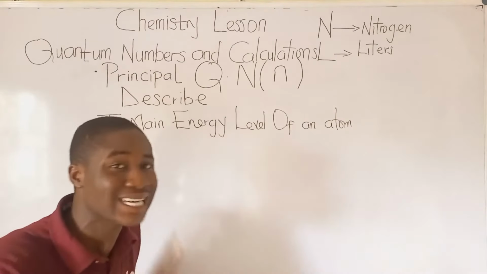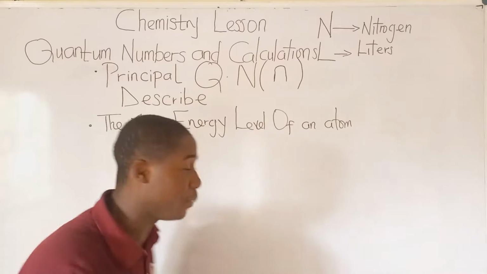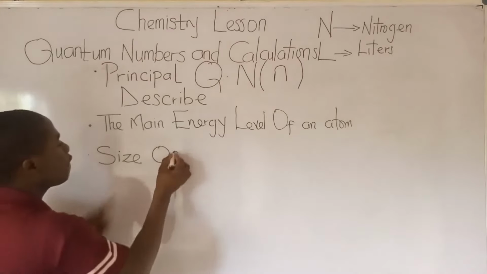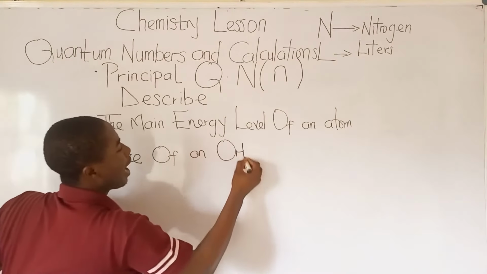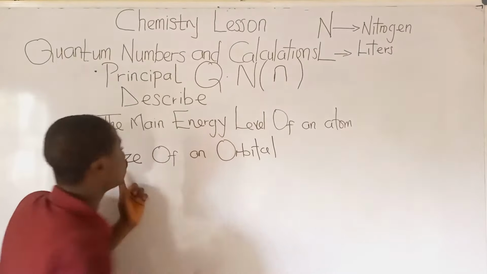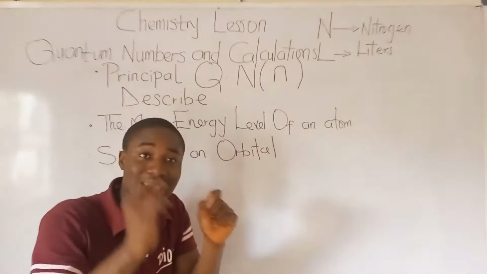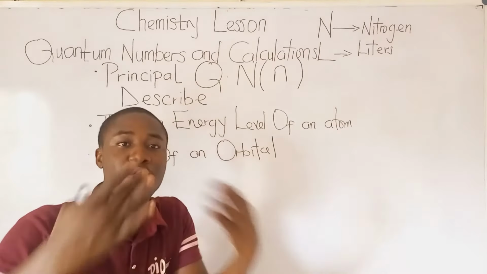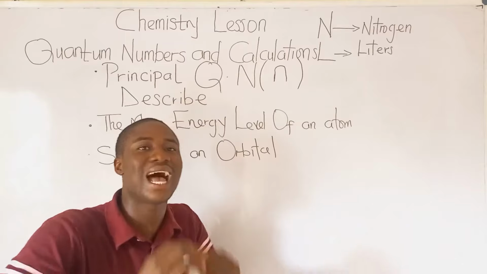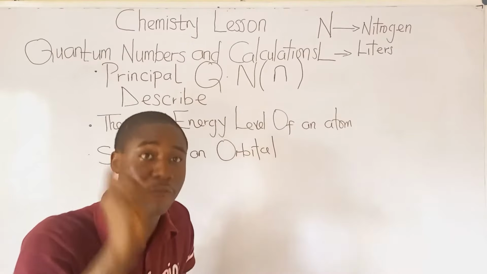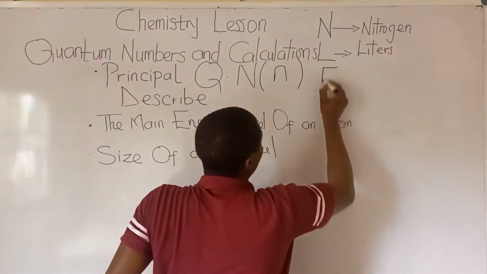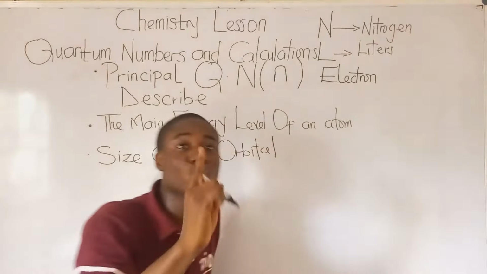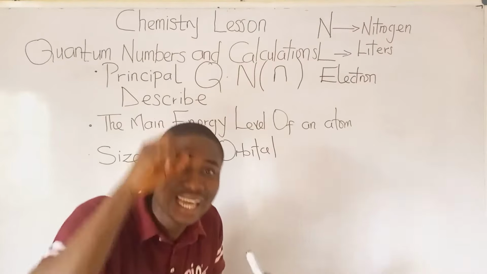Also, it describes the size of an orbital. This must be noted. It describes the size of an orbital. I did not say it describes the shape of an orbital. I said it describes the size of an orbital, whereby an orbital is a region in space where there is a high possibility of finding an electron. And you already know that the electron is one of the subatomic particles found in an atom.